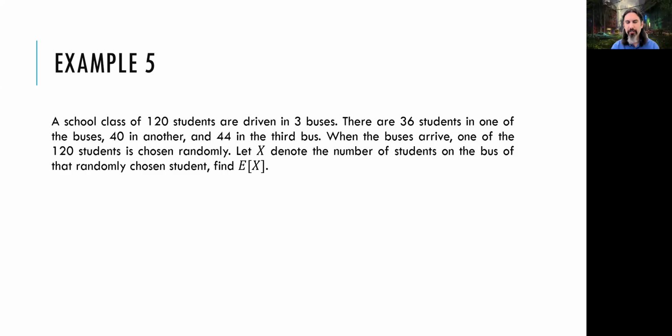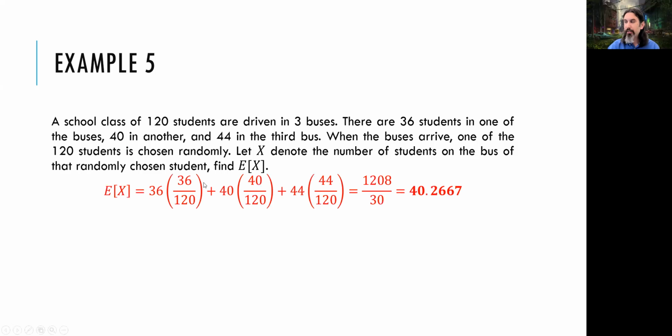So 36 over 120. If you're going to pick a student from the 40 student bus, then you have a probability of 40 over 120. If you're going to pick a student from the 44 student bus, then you will have a probability of picking him 44 out of 120. Now, I have the x values, the outcome values, and I have the probabilities. I will just sum them together after multiplying them. So as you can see, 36 times 36 over 120, etc. When it's all summed, we get a value of 40.26.